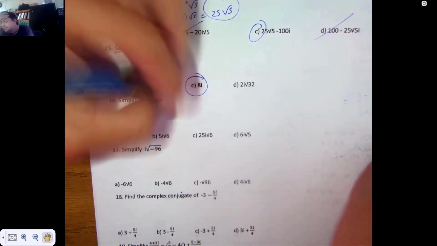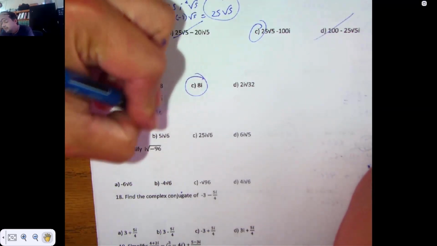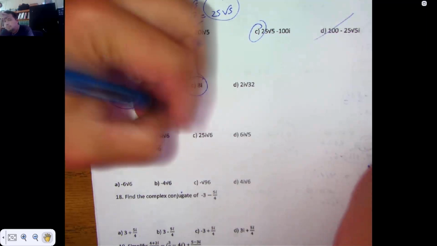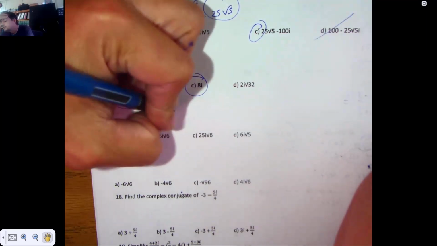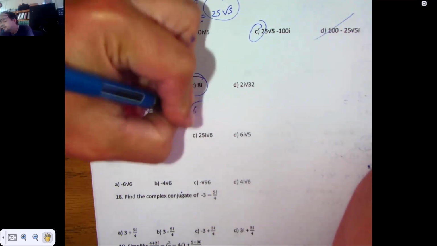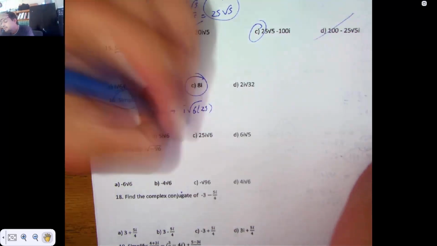Simplify the root of -150. It is the imaginary root of 150, but again it says simplify. 150 is 6 times 25, kids. i times root 6 times 25. So the root of 25 is 5. 5i root 6.